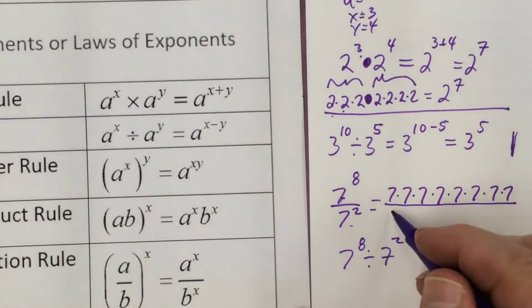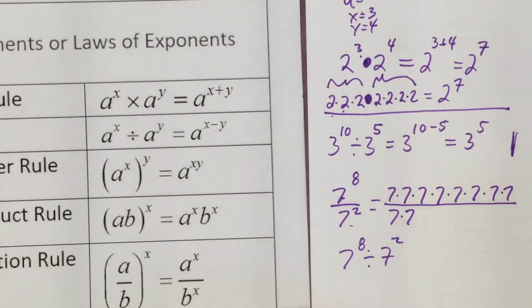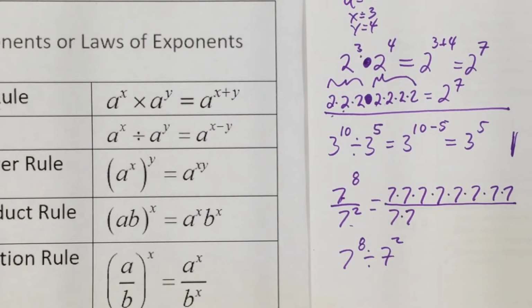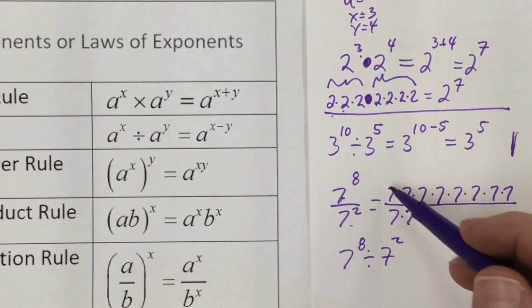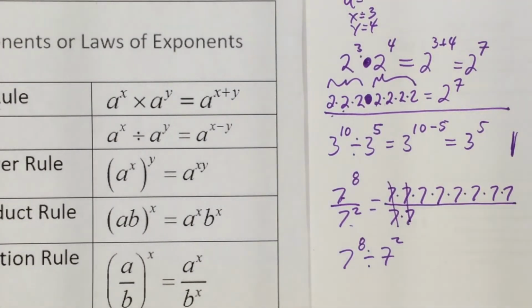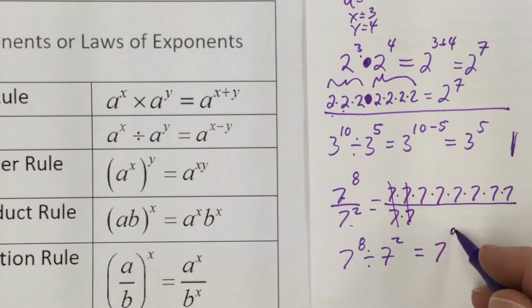Down here, I'm going to have 7 times 7. If I do that, I'm going to end up reducing the number of 7's in the top and bottom by 2, and that leaves me with 7 being multiplied in the numerator 6 times. So all of this is going to equal 7 to the 8 minus 2, which is equal to 7 to the 6th.